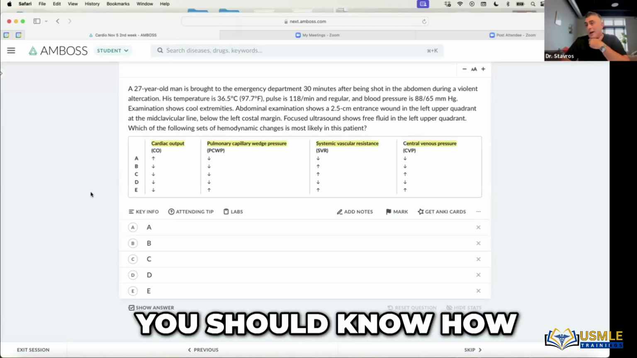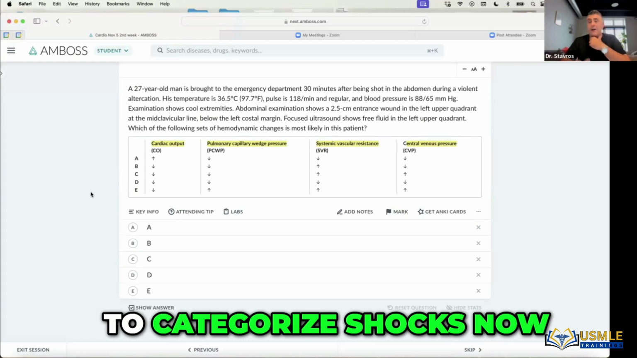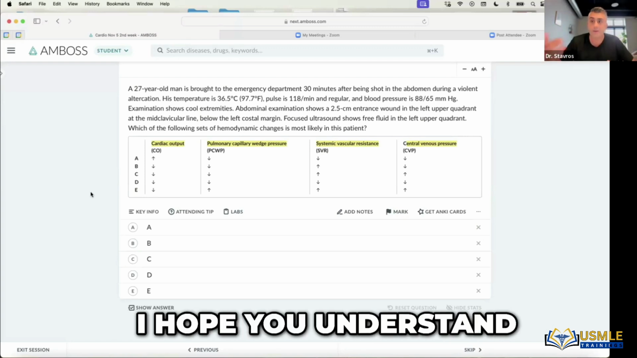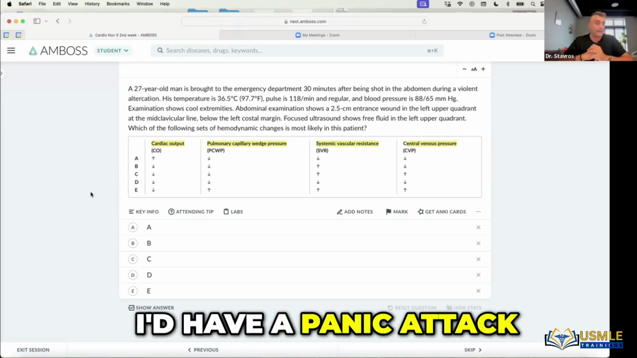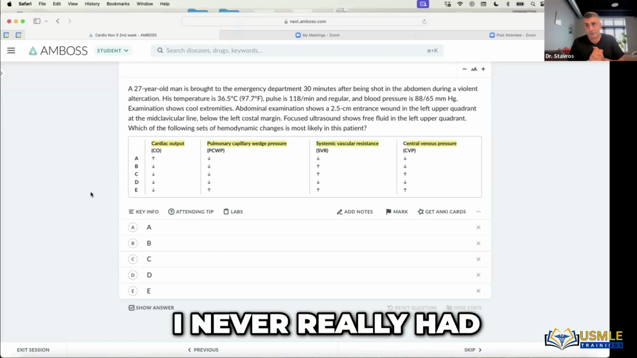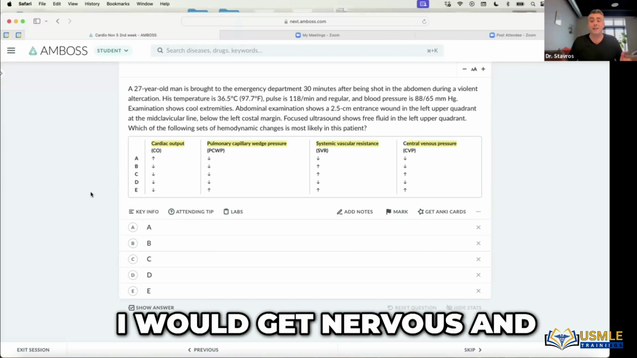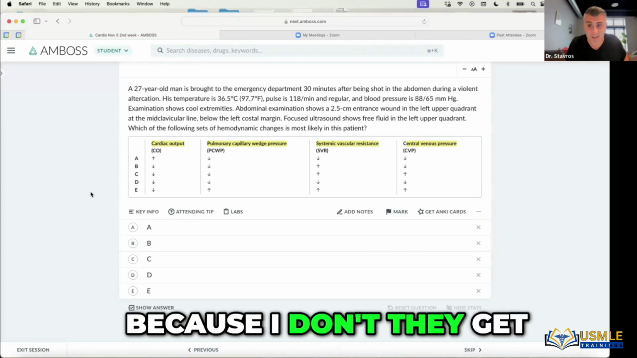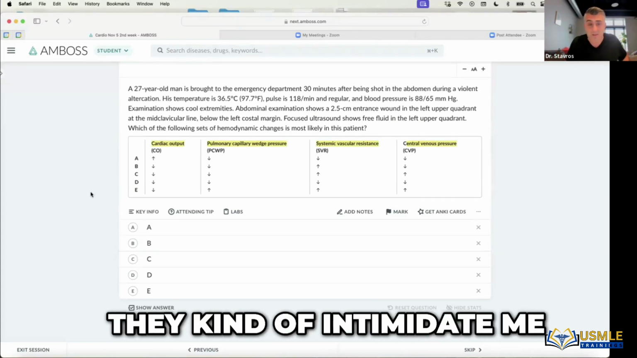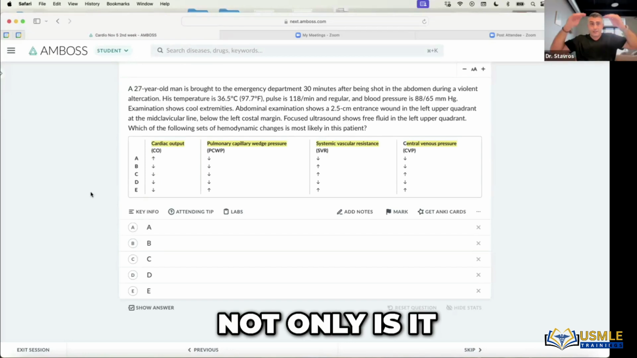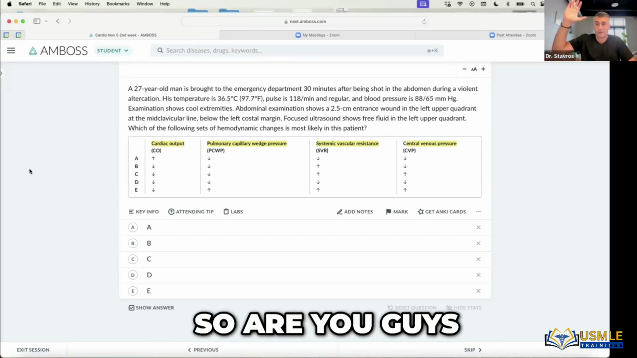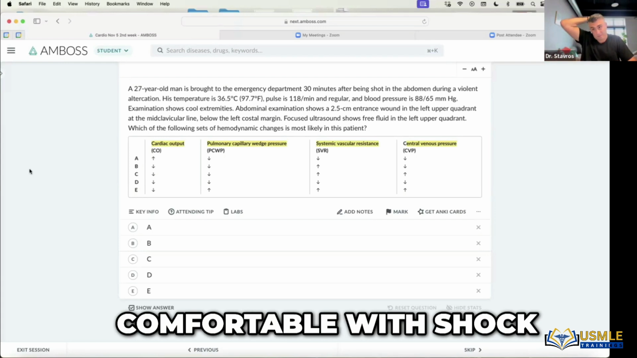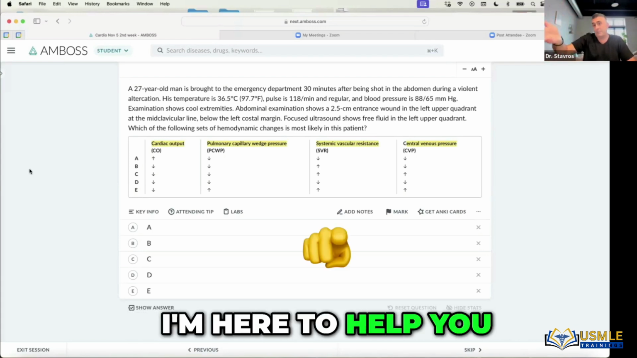This is something that's very, very important. You should know how to categorize shocks. Now, when I see tables like this in every organ system, as a student I'd have a panic attack. I never really had a panic attack, but I would get nervous and scared because they intimidate me. Not only is it a table, but you have arrows up and down. So are you guys comfortable with shock? Maybe not. It's okay. I'm here to help you.